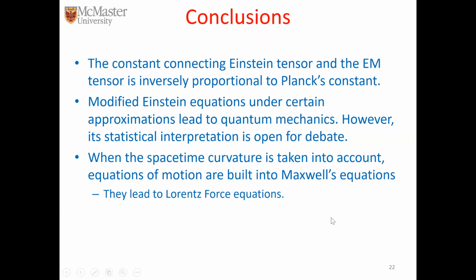Conclusions. The constant connecting Einstein tensor and the EM tensor is inversely proportional to Planck's constant. Modified Einstein equations under certain approximations lead to quantum mechanics. However, its statistical interpretation is open for debate. When the space-time curvature is taken into account, equations of motion are built into Maxwell's equations. They lead to Lorentz Force Equations.